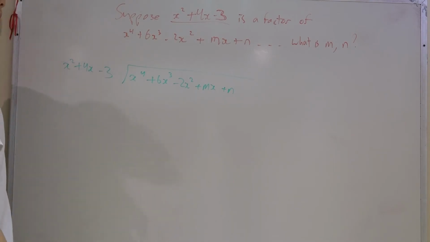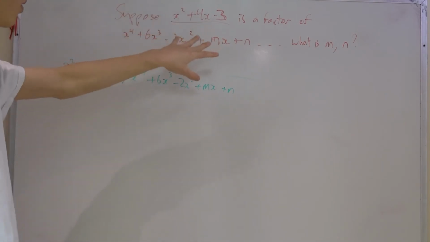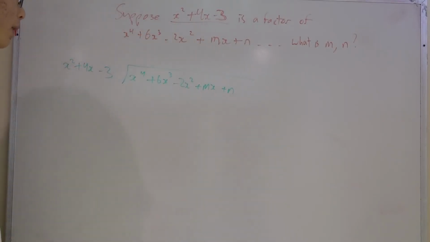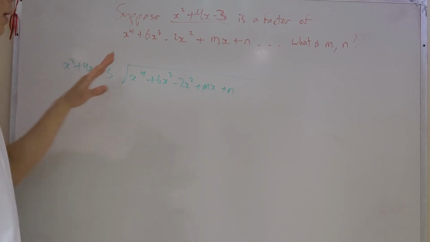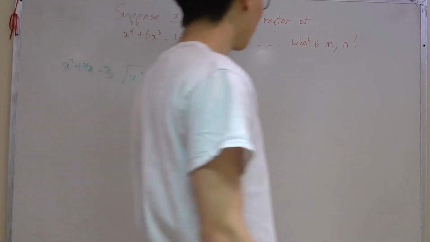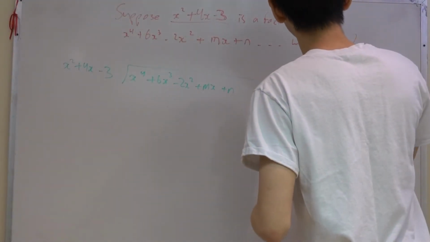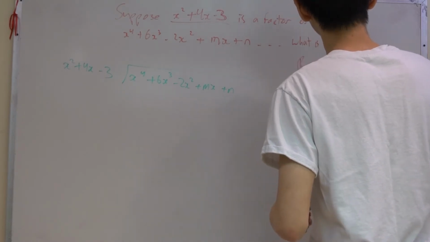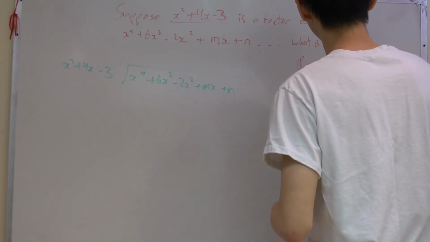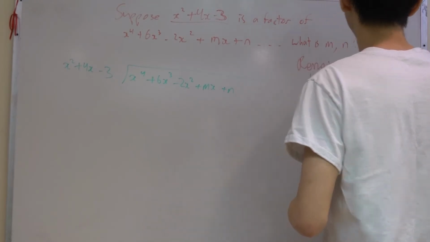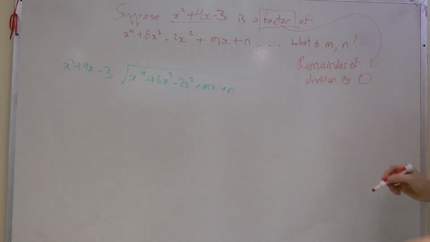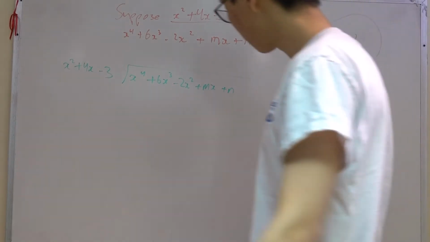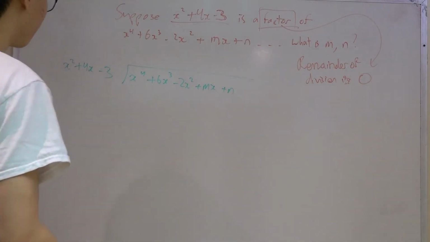So, what does it mean for this thing to be a factor of the other thing? It means that if I divided this by the other thing, the remainder is going to be 0. So we should put ourselves a reminder here that the remainder of the division is 0. And we get that from the fact that this is a factor. So it makes sense to do a division here. And that's exactly what we're going to do.